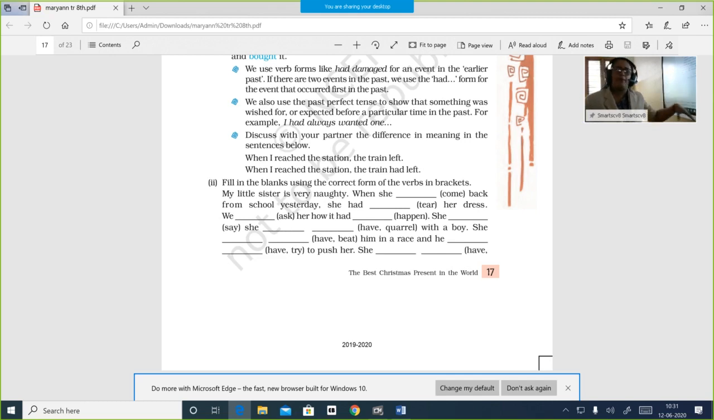Don't worry, the teacher will be explaining more and more. She had torn her dress because tearing the dress is an earlier action, before she came back to her house. Okay, it happened before, in school. So, she had torn her dress. You should know to compartmentalize or separate actions which happened before from actions which happened at the time of speaking. So, she had torn her dress.